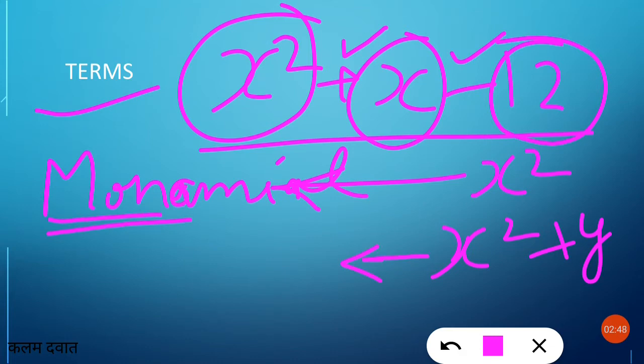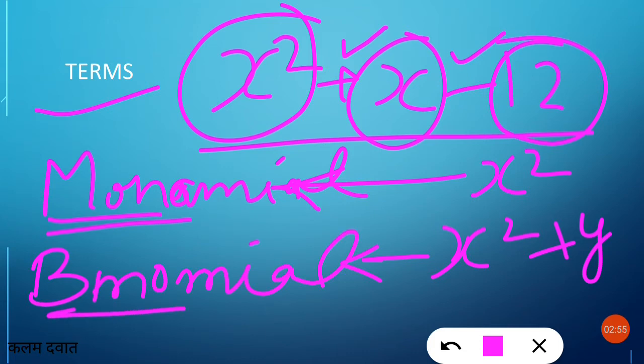If a polynomial has two terms, it is said to be a binomial because bi means 2. And in the same way, with three terms, it is said to be a trinomial because the terms are 3. In general, we say polynomial. A polynomial can have only one term also. It can have two terms, three terms and more than 3.